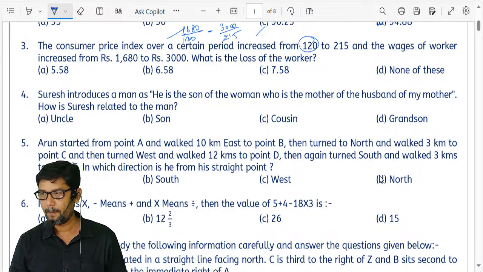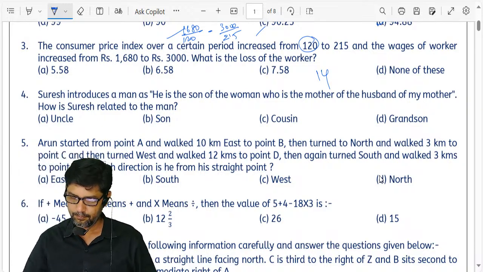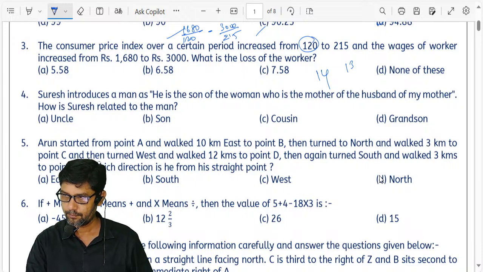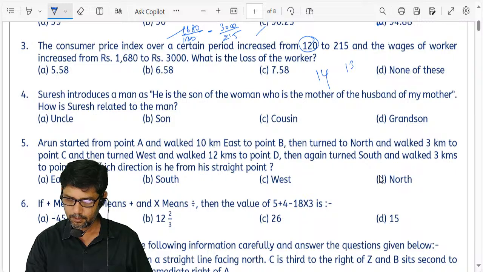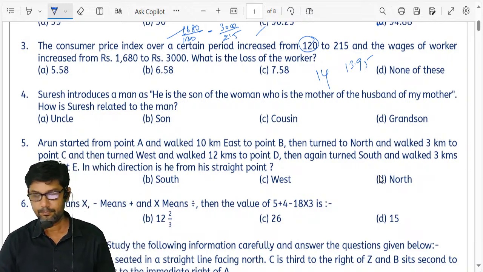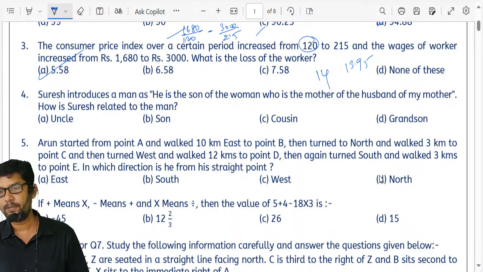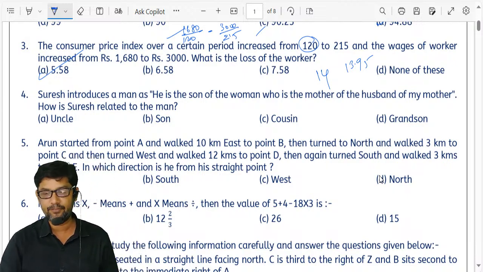What is 1680 divided by 120? 14. And what is 3000 divided by 215? 13? Are you sure? Okay. 13, correct. Yeah, correct only. So what is the difference? 0.1? What is it? 0.05. Approximately 5.58. The loss is 5, because I did not multiply it by 100, so we need to multiply it by 100. Okay, approximately it is what? 5.58. You all got it?